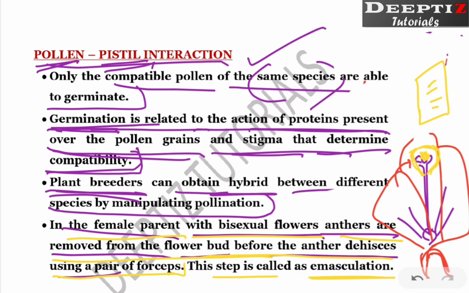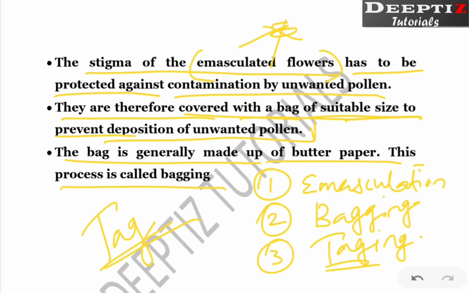So these things are done whenever the plant breeders require it. If the question is asked how hybrid varieties can be obtained or how artificial pollination can be done, you can write about emasculation, bagging and tagging. Emasculation is the removal of the male portion, that is the anther. After that, the stigma is covered with a bag made of butter paper. Then the desired pollen is dusted onto the stigma. Then if we want, we can keep some information using the tag.